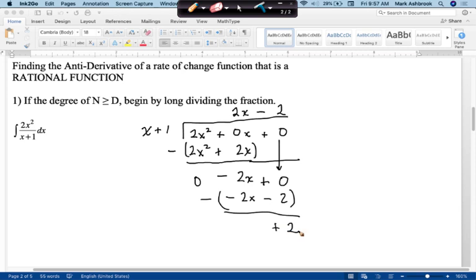Now that we have the quotient and the remainder, we have a way of rewriting this. So this is the same as the integral of 2x minus 2, the quotient, plus the remainder over the divisor. Remember this? So this original rational function that I was given is equivalent to that rate function, 2x minus 2 plus 2 over x plus 1.